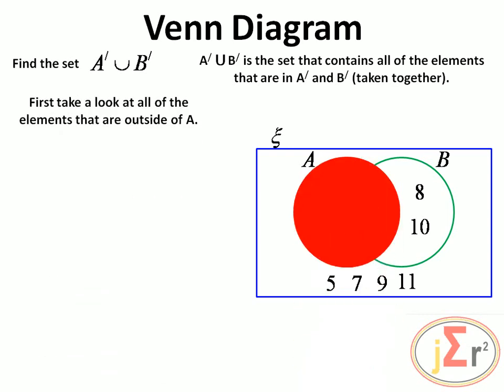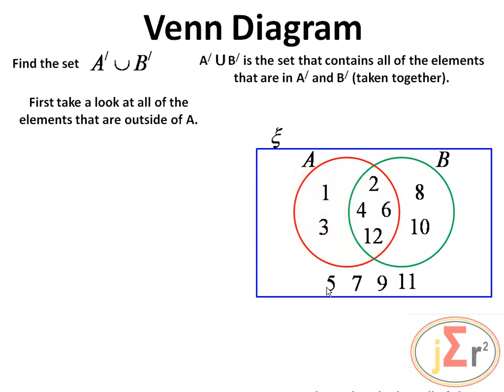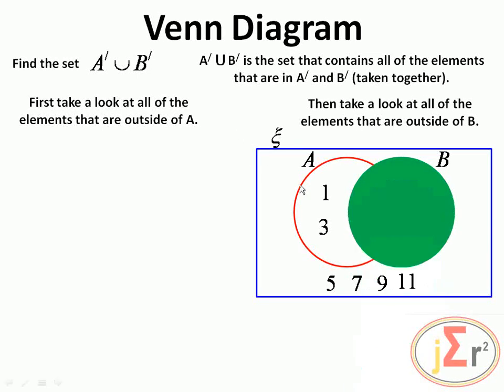That is, outside of A, we have A complement. If we can remember, 5, 7, 9, 11, and we also have 8 and 10. In a short while, we are going to be required to remember this. This is the region that we are talking about for A complement. Take note of it. And of course, take note of those elements that are outside of B. These are the elements. Take note also and try to remember them.